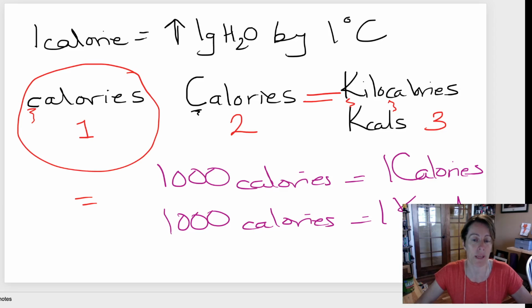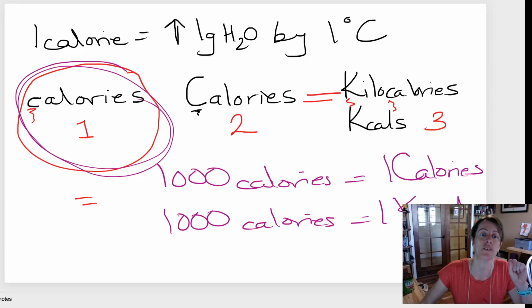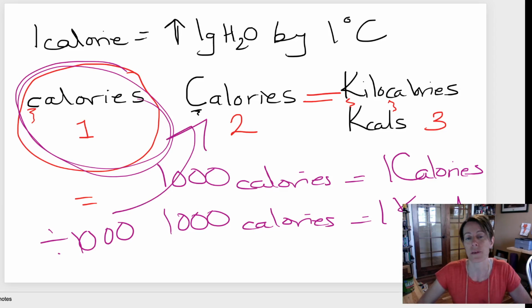So just a quick explanation. That explains why at the very end of the math process that you have to go through in this lab, you take the number that you calculate. The number you calculate is little c calories, and you have to divide it by 1,000 to convert it into big C Calories, because we're looking at foodstuffs. That explains the last step of your math. I hope that was helpful.